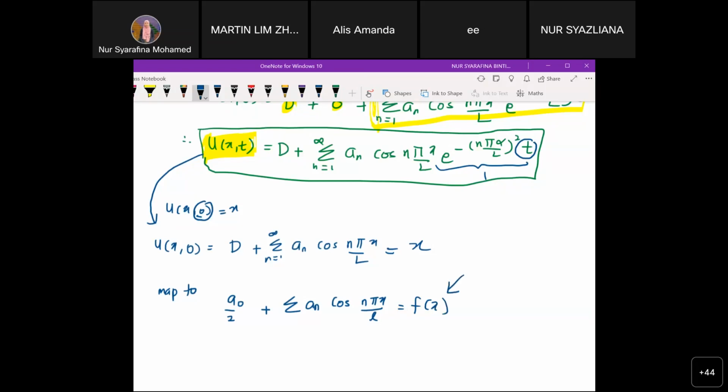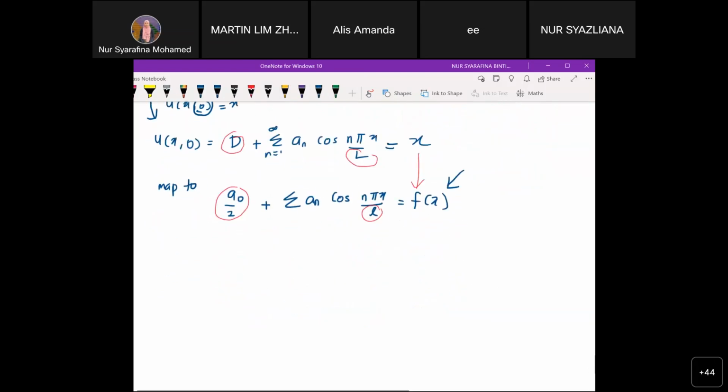So this is a Fourier cosine series, and as you can see, this maps to the given expression here. If you compare these two, you know that your f(x) equals x, your L equals L, and your D equals a0 over 2. Then you can find it by solving the Fourier series here. So let's try to solve this. All right, are you following?